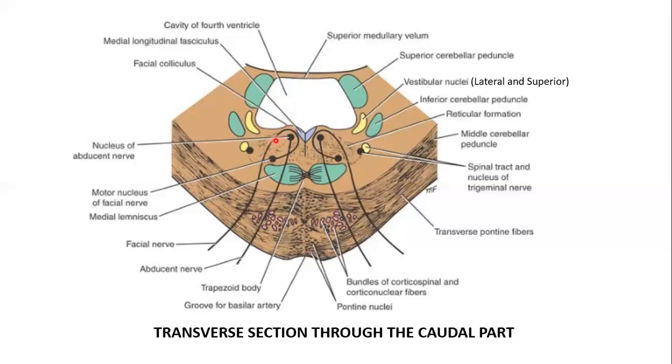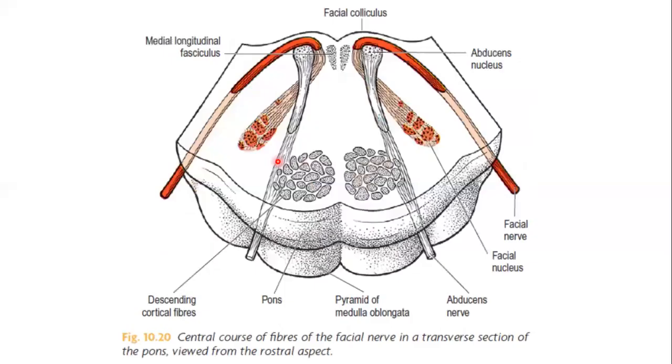Then coming downwards, they cross the reticular formation and emerge on the anterior surface. This is the facial nerve. This is the phenomenon of movement of the facial nerve motor nucleus. This is the neurobiotaxis. Let me show this diagram, the direction of the fibers of the facial nerve, right?